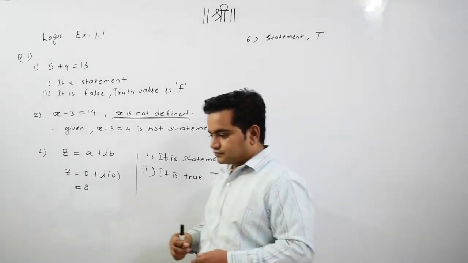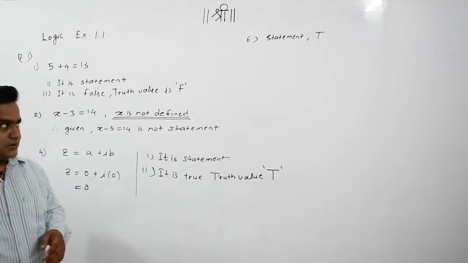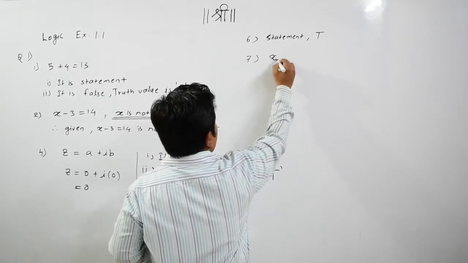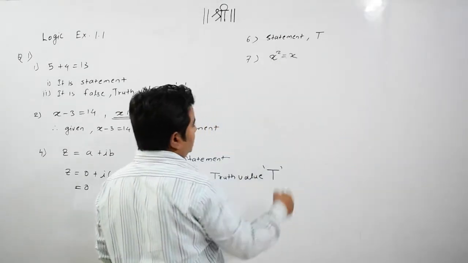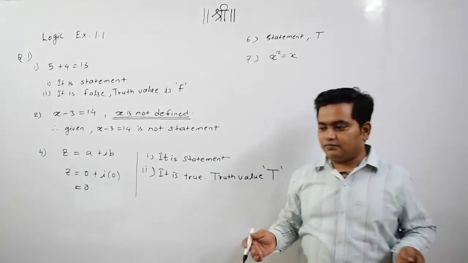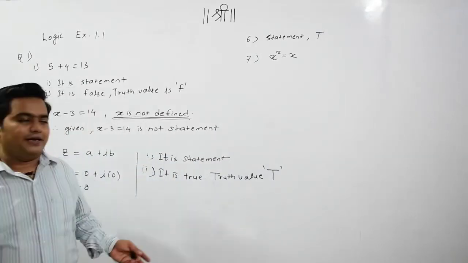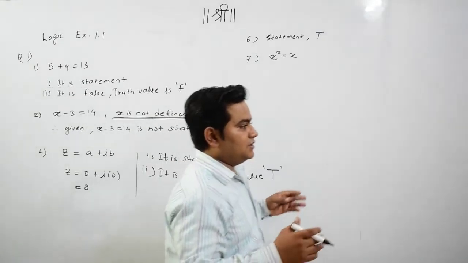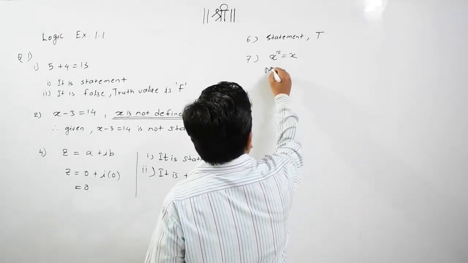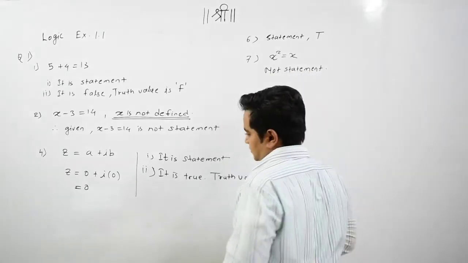Our next question is: x square is equal to x. Again, it is an interesting case. Question number 7: x square is equal to x. Most importantly, here x is not defined, and if it is not defined, there is uncertainty of the information. Uncertainty clearly indicates that it is not a statement. So it is not a statement. Hope you got it.